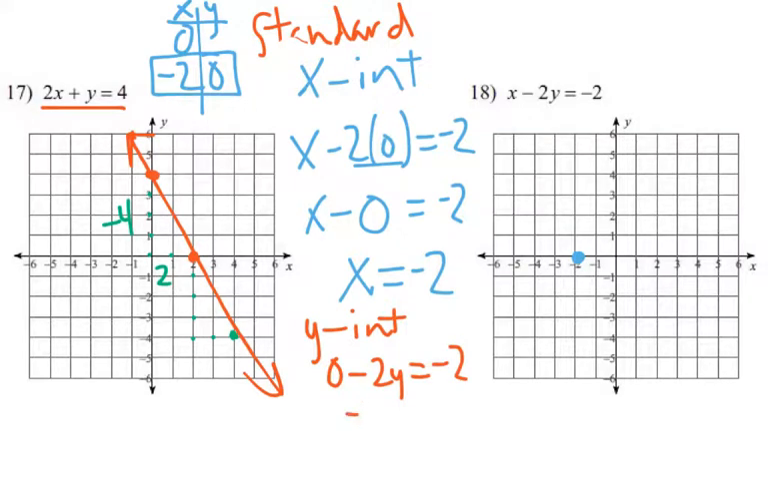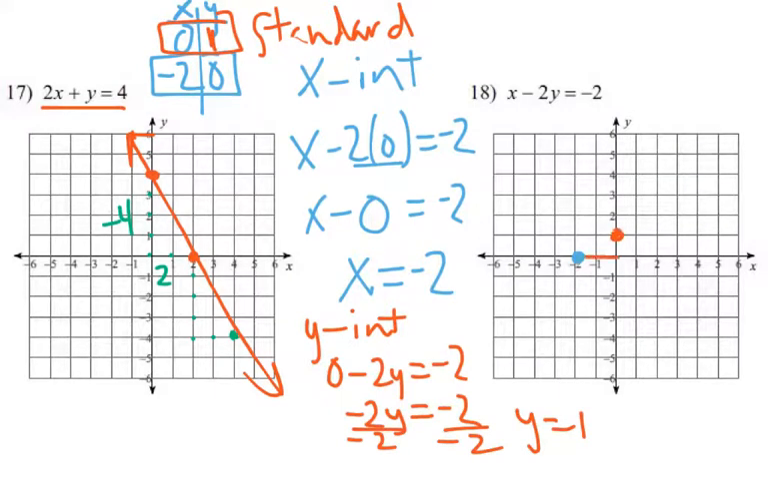Now remember that negative 2, that negative has to stay with the 2, even though we're getting rid of that 0. Divide by negative 2. Negative 2 divided by negative 2 is 1. So our y-intercept is at 1. We could, yes, find our slope and keep using that, over 2 up 1, over 2 up 1. But we don't need to. 2 points is enough to draw. Okay, that's how we use standard form.